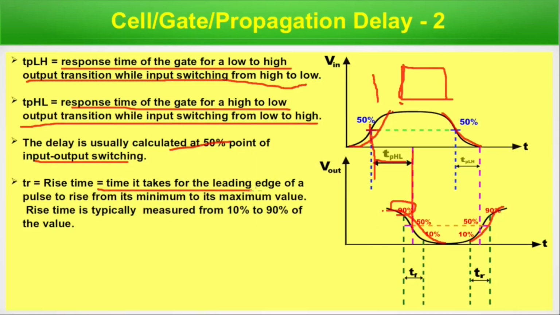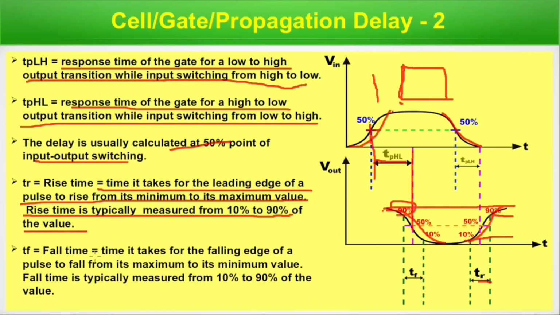Rise time: the time it takes for the leading edge of a pulse to rise from its minimum to maximum value. Rise time is typically measured from 10% to 90% of the value. So TR is the rising time. This is the 10%, and this is the 90%. This in-between time, how much it takes to rise from 10% of the value to 90% of the value or magnitude, is called rising time.